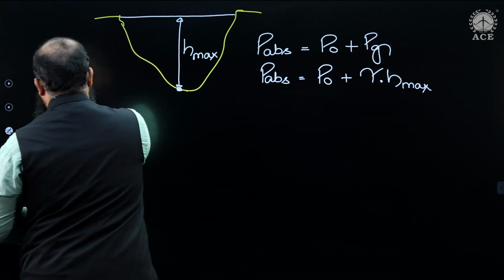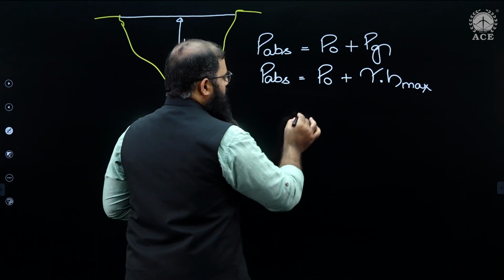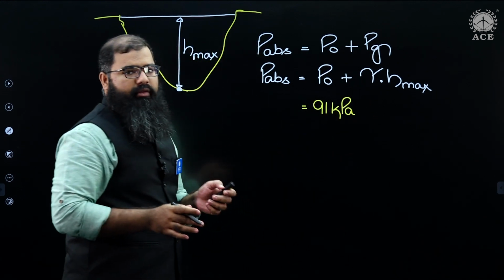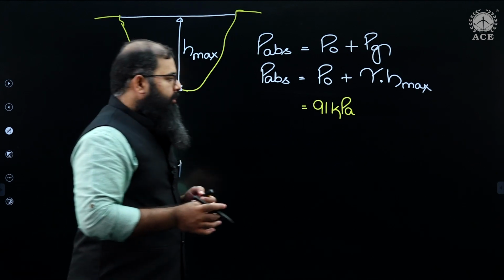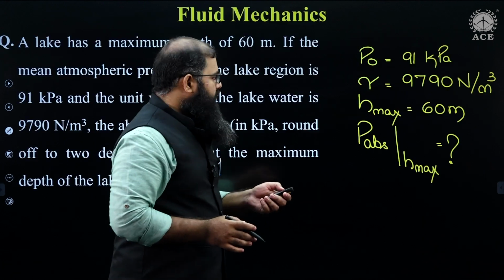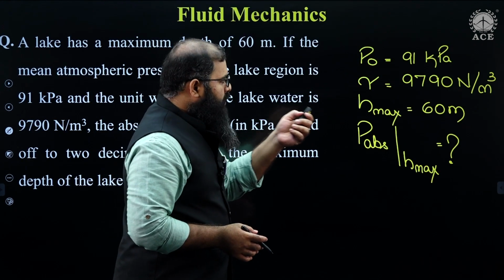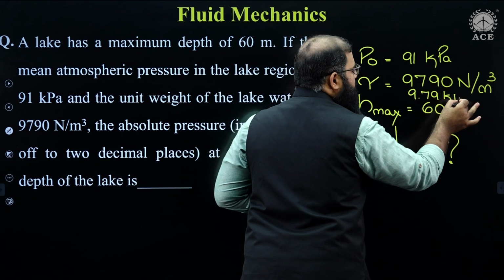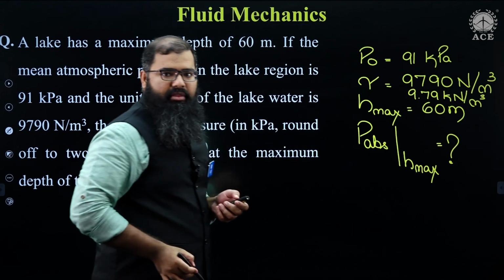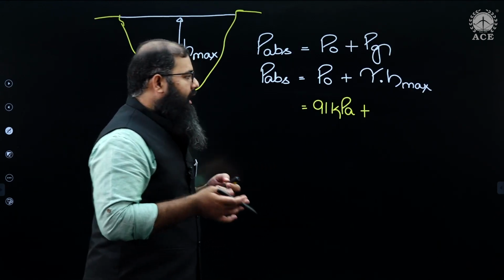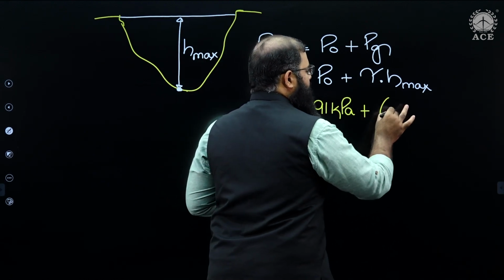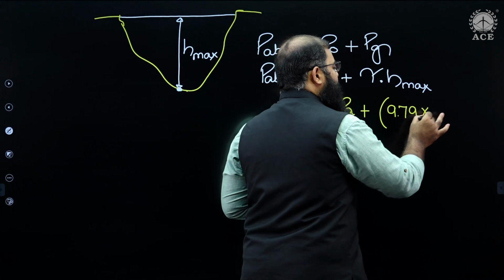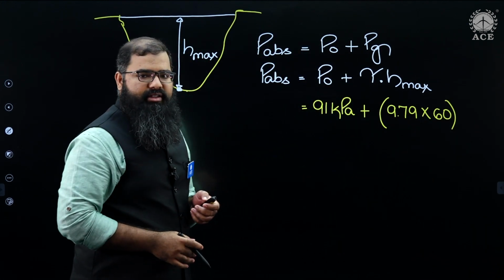Let us put in the numbers and get the answer. Direct question. This happens to be 91 kilopascal. Mind you, units are very important. If you get confused in units, you will get a wrong answer for sure. Plus the value of gamma was given as 9790 Newton per meter cube. I can as well write this as 9.79 kilonewton per meter cube. Same thing, is it not? Since I want the answer in kilopascal, I am preferring the kilonewton per meter cube model. That is 9.79 kilonewton per meter cube, multiplied by the depth maximum, which is 60 meters.